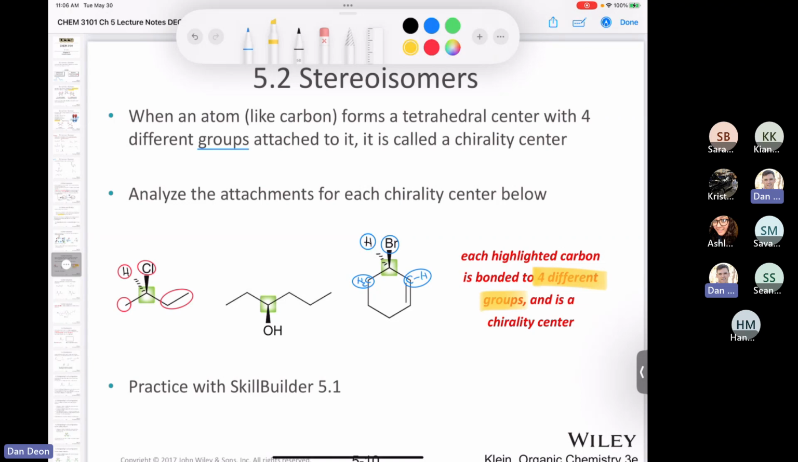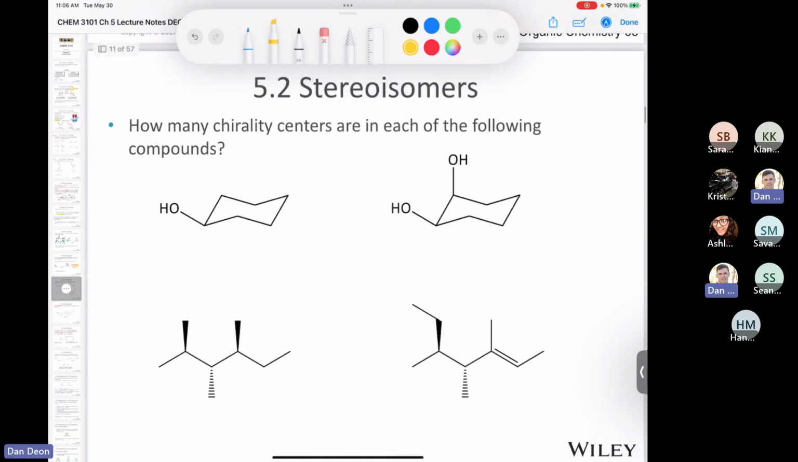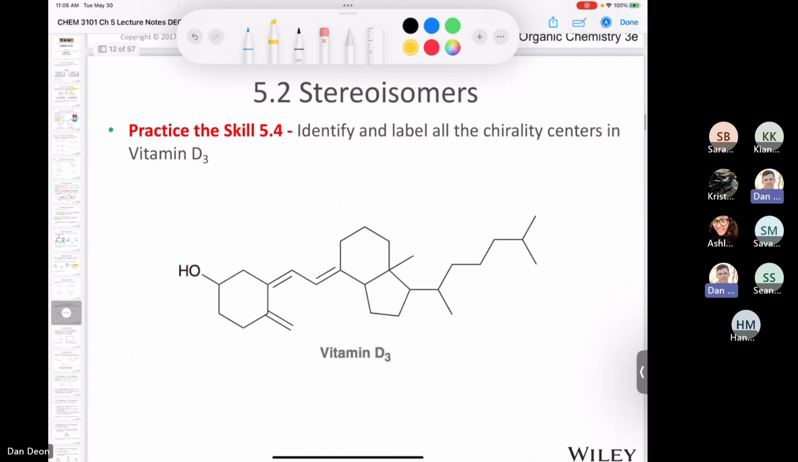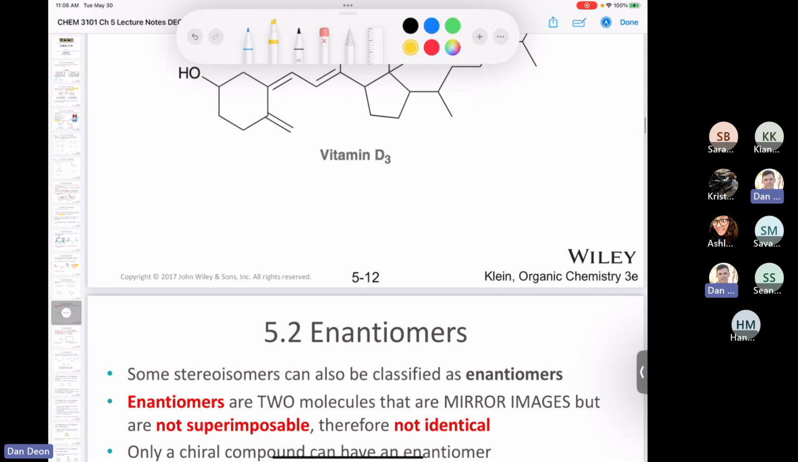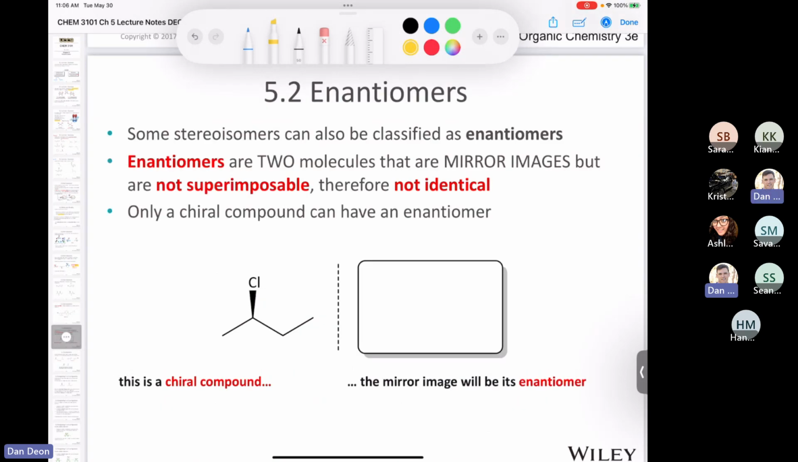And so what we're going to do next class is identify all the chirality centers in these molecules. We're also going to take a look at vitamin D and see if we can identify all the chirality centers in that molecule.